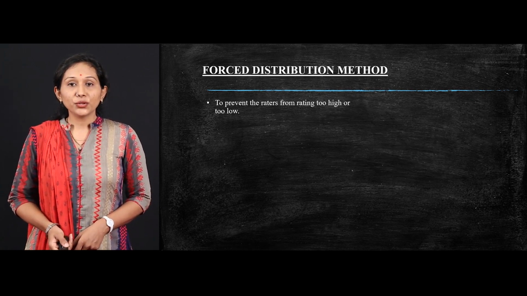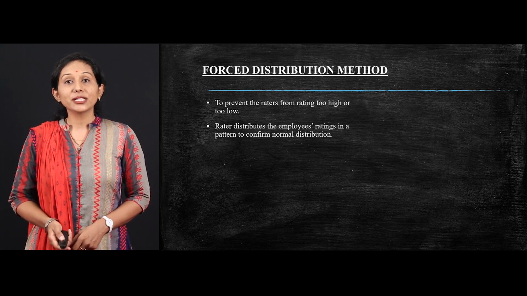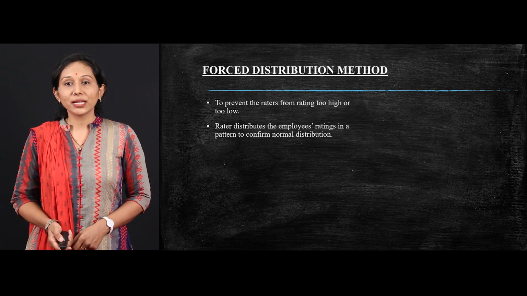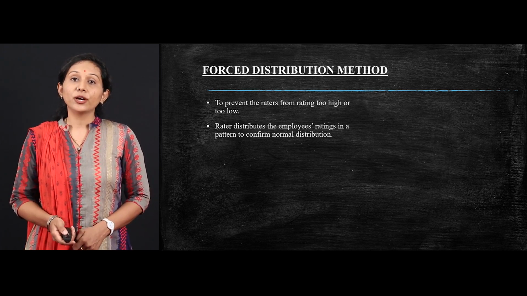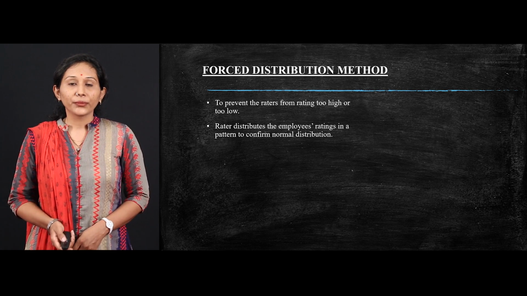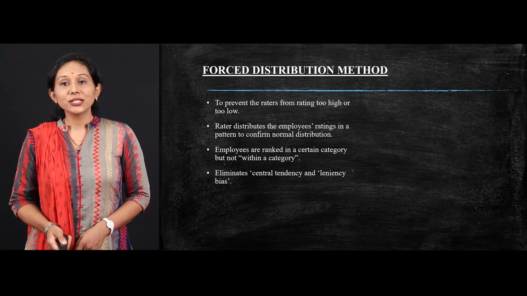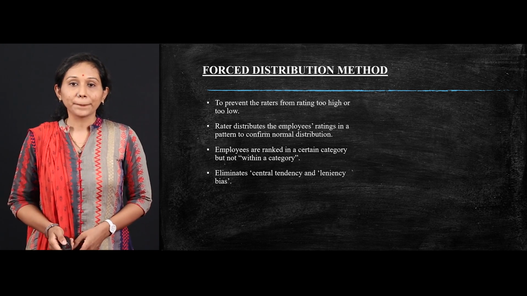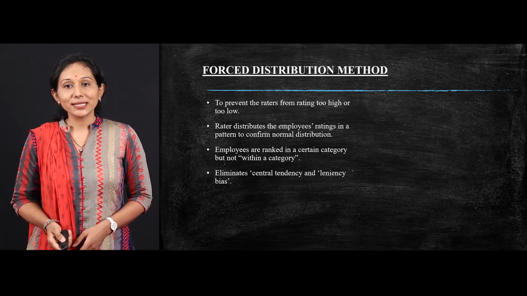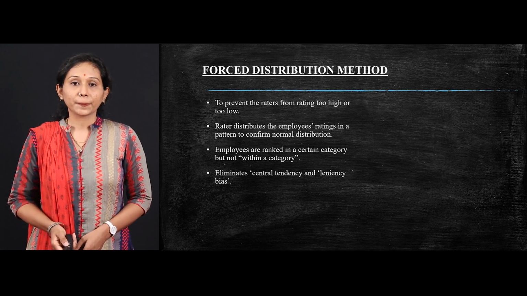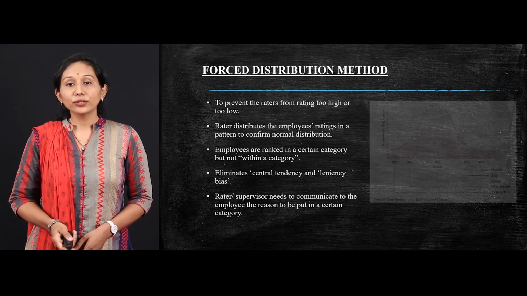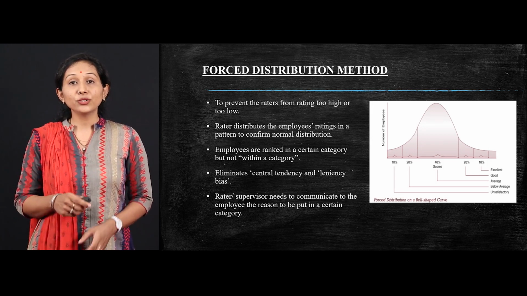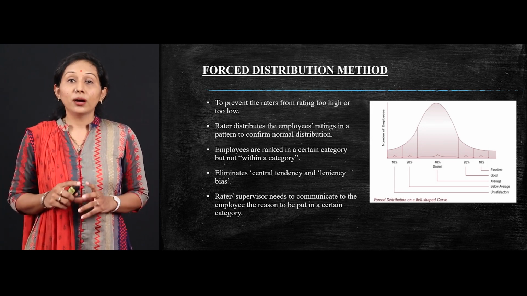This method is used to prevent the raters from rating too high or too low. The rater distributes the employees' ratings in a pattern to conform to a normal distribution curve. Employees are ranked in a certain category but not within the specific category. It eliminates the central tendency and leniency bias. Here, the rater or the supervisor needs to communicate to the employee the reason for being put in a particular category.